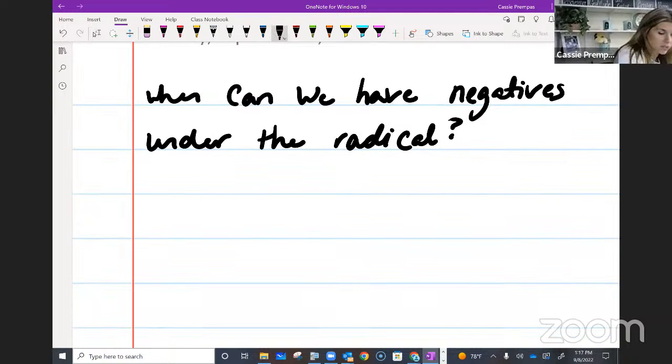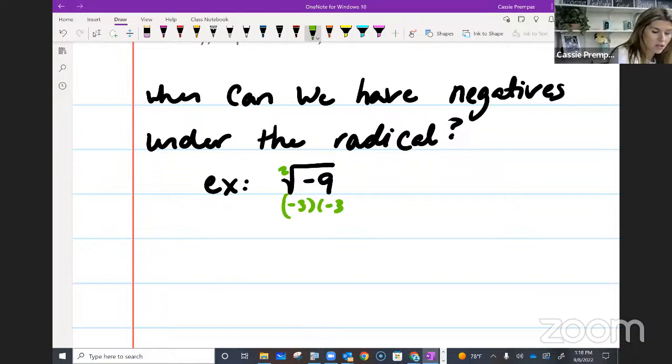Let's think about this. For example, if I ask you, what is the square root of -9? Hopefully you remember from Friday that if it's an even root, we can't have our answer being negative and we can't have the number under the radical being negative. And if you thought about, well, in this case, why not? There's nothing times itself. If I did -3 times -3, that would produce the number under the radical. -3 times -3 is a +9. So I would say this cannot equal a real answer.